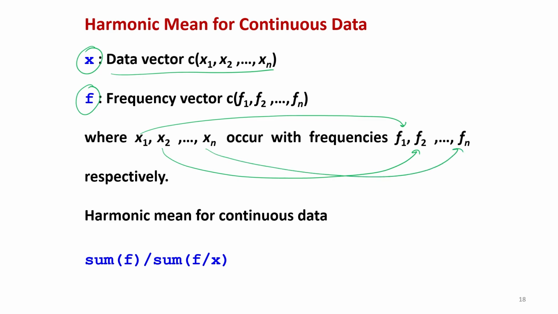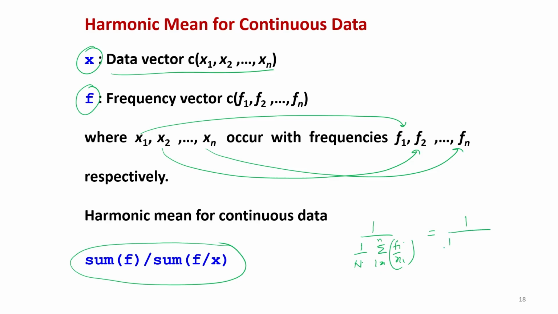Now the harmonic mean for such grouped or continuous data can be defined as the sum of f divided by the sum of f upon x. If you look at my formula, 1 upon capital N, summation i goes from 1 to n, fi upon xi, I can write it as 1 upon the sum of f, where capital N is the sum of all the frequencies, into the sum of f upon x, like this. So this is what I am trying to write here, right.